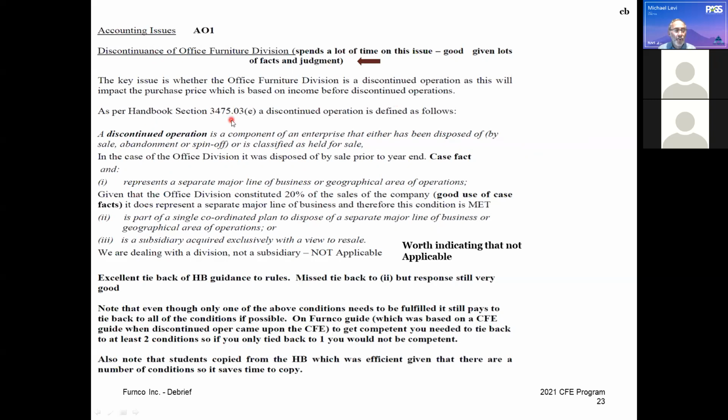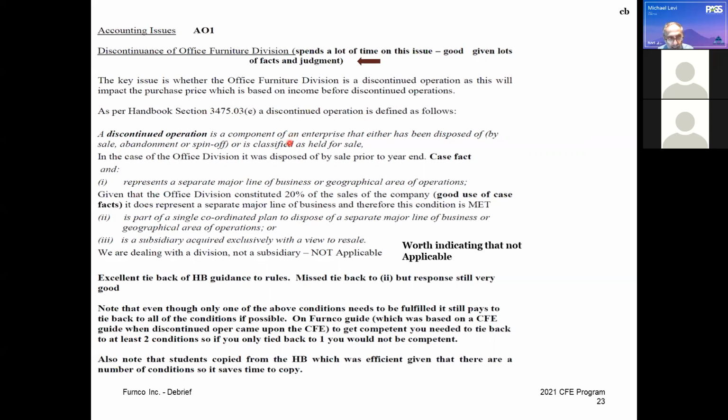As per handbook section 347503E, you don't really need to quote the section number, by the way, the marker doesn't care. You could have just said, as per the handbook, a discontinued operation is defined as follows. Now, notice he copied this from the handbook, which is fine: a component of an enterprise that either is being disposed of by sale, abandonment, or spin-off, or is classified as held for sale.